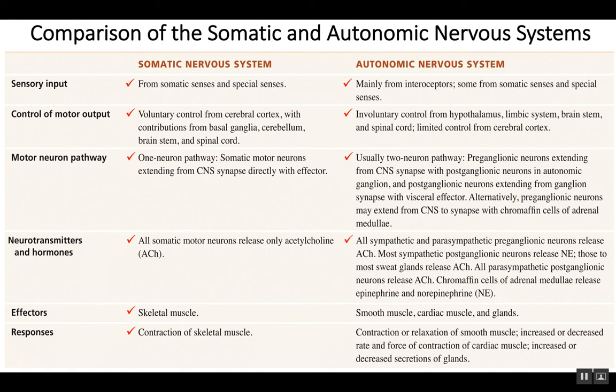Neurotransmitters used, we're going to look closely at who uses acetylcholine versus who uses norepinephrine. Norepinephrine acts as a neurotransmitter specifically for the sympathetic nervous system. Effectors, we're going to look at how these organs respond to either sympathetic or parasympathetic, and then what they do. So this is a pretty thorough table comparing the somatic nervous system to the autonomic nervous system.